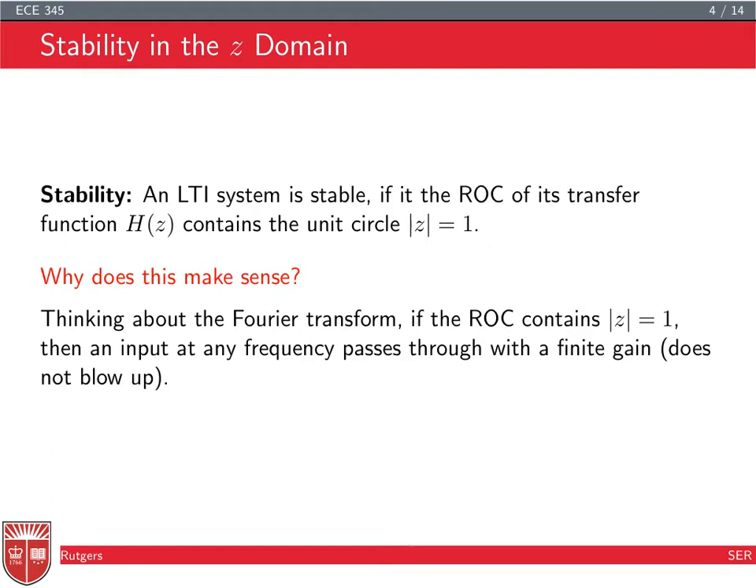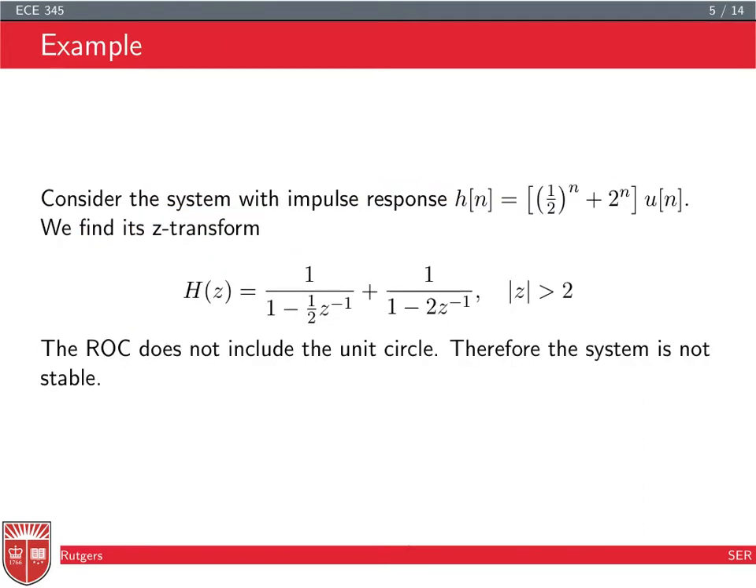To test whether a system is stable or not by looking at its Z-transform, we can check the following property: an LTI system is stable if and only if the ROC of its transfer function H of z contains the unit circle, determined by the norm of z equal to 1. So all we have to do is check whether the ROC contains the unit circle. If it does, then the system is stable. Let us do a quick example.